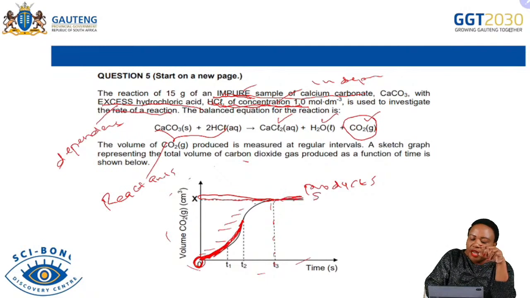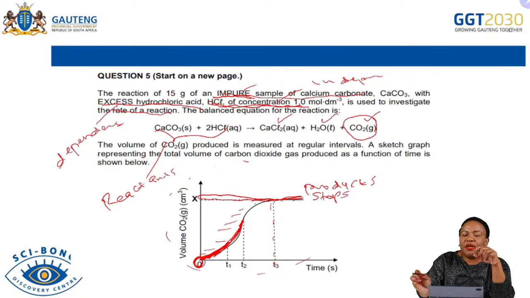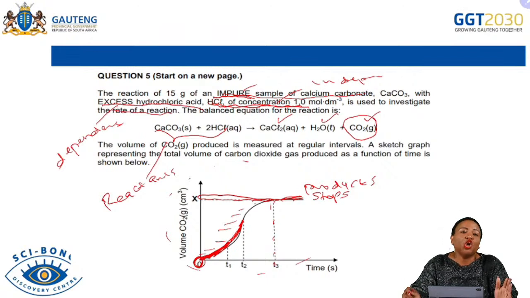Here our reaction has stopped. What does it mean? It means our reactants have been used up. You need to differentiate between the two, because in the next topic we are going to look at reactions that proceed even after they've reached a certain state. So here we are only looking at the open system, whereby after the reactants are used up, the reaction stops, because we are dealing with an open system.